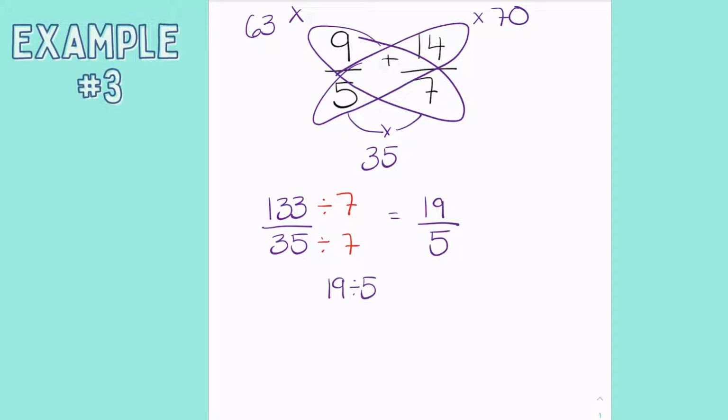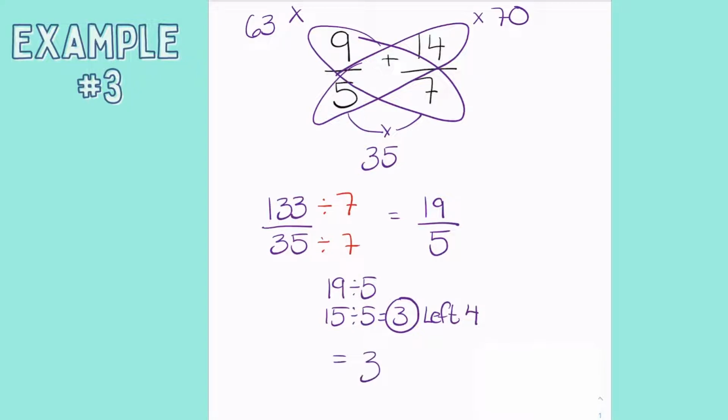So we now need to think of the closest number to 19 that's divisible by 5. So I know that that's going to be 15. 15 divided by 5 leaves us with 3. That means 19 divided by 5 is going to be close to 3 with a little bit left over. In fact, it's actually 4 left over to get to 19.